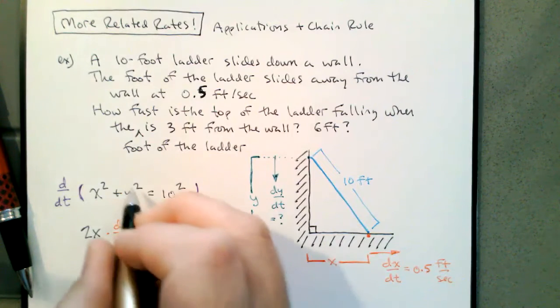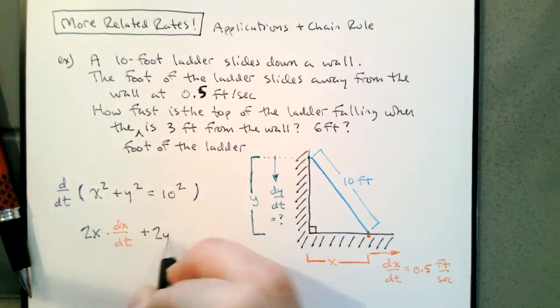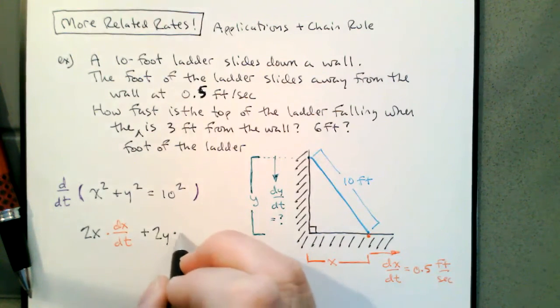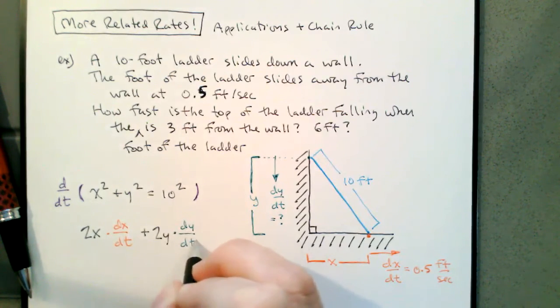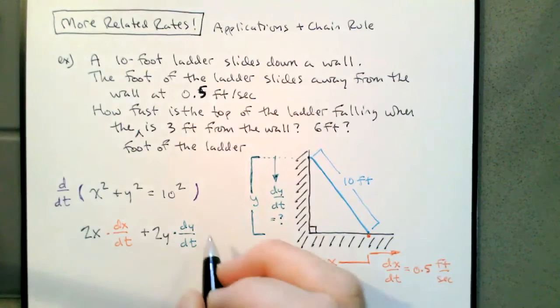Similarly, the derivative of y squared is 2y, but that's the derivative with respect to y. We need the derivative with respect to t, so the chain rule says multiply by dy dt. On the other side of the equation, 10 squared, the 100, is a constant, and the derivative of a constant is equal to 0.